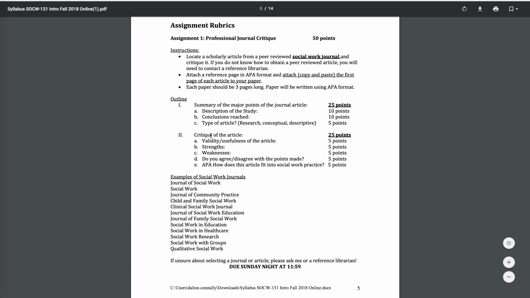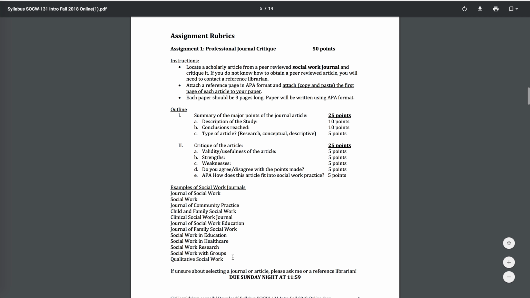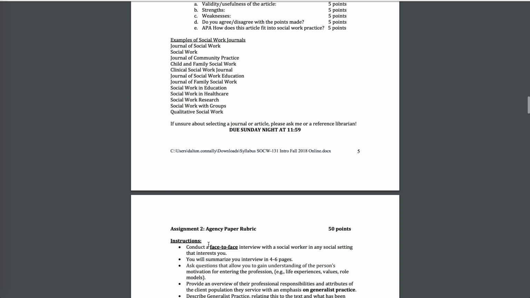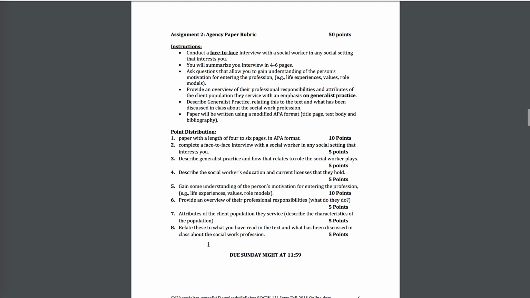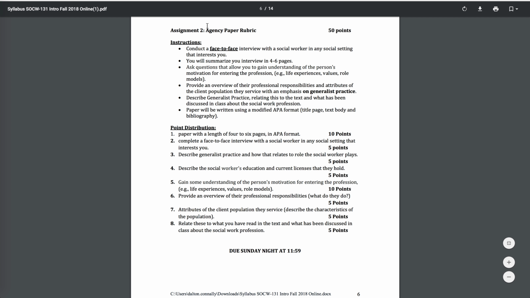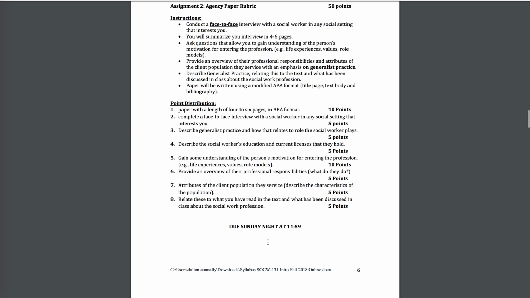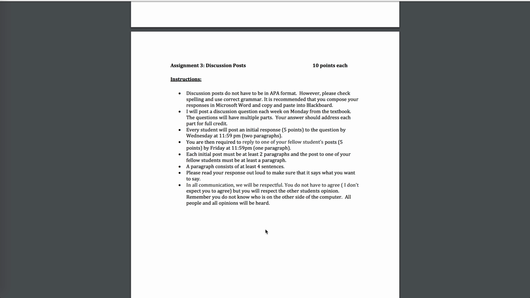These are the rubrics that will be available for you to flesh out more about the assignments. This is the rubric for the professional journal critique. It tells you exactly what you need to do. I will also post a video about that as we get closer. This is the rubric for the agency paper. It is also due by Sunday night on the week that it is assigned by 11:59 p.m.